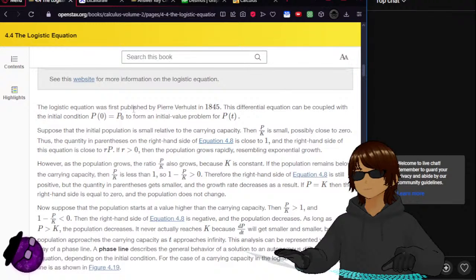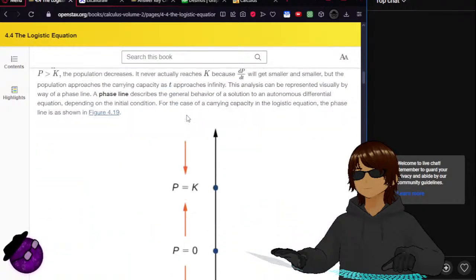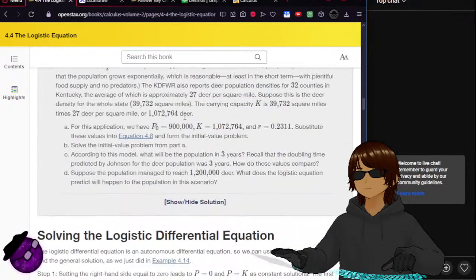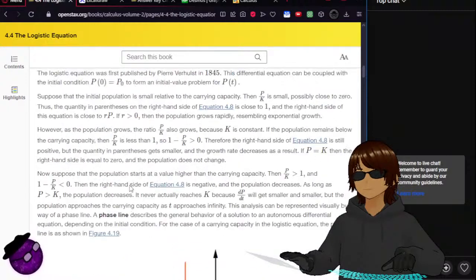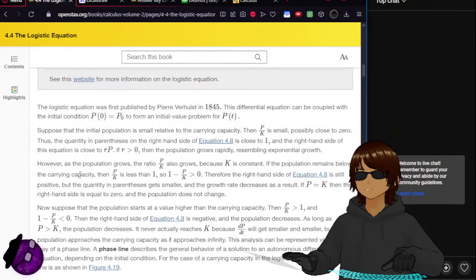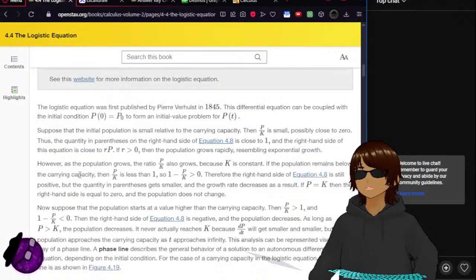This logistic equation was first published by Pierre Verhulst in 1845. This equation can be coupled with the initial condition P(0) equal to P0 to form the initial value problem for P(t). And there's a lot of reading here. Suppose that the initial population is small relative to the carrying capacity, then P over K is small, possibly close to 0, thus the quantity in parentheses on the right-hand side is close to 1.